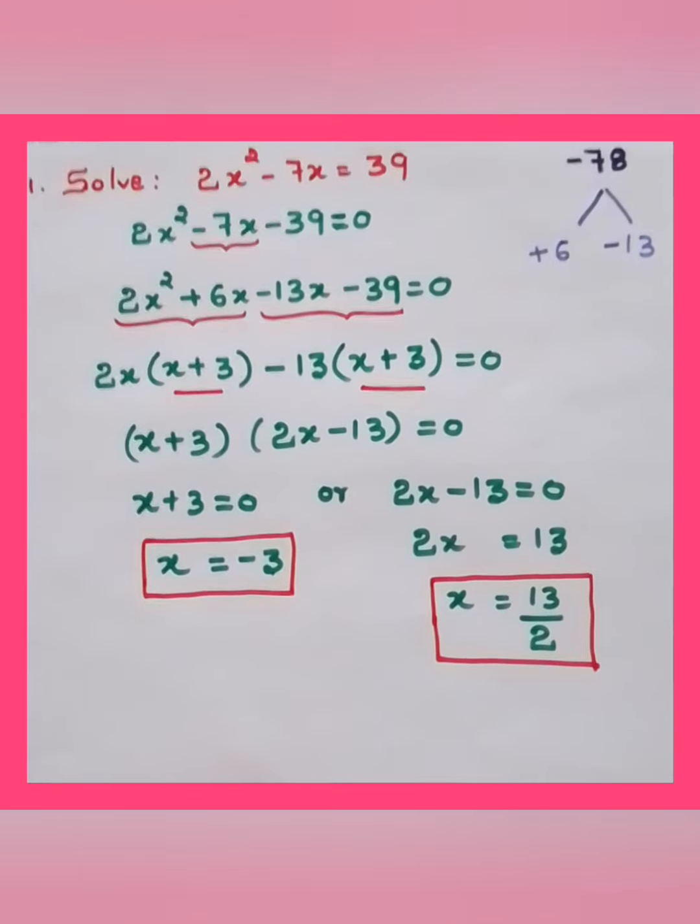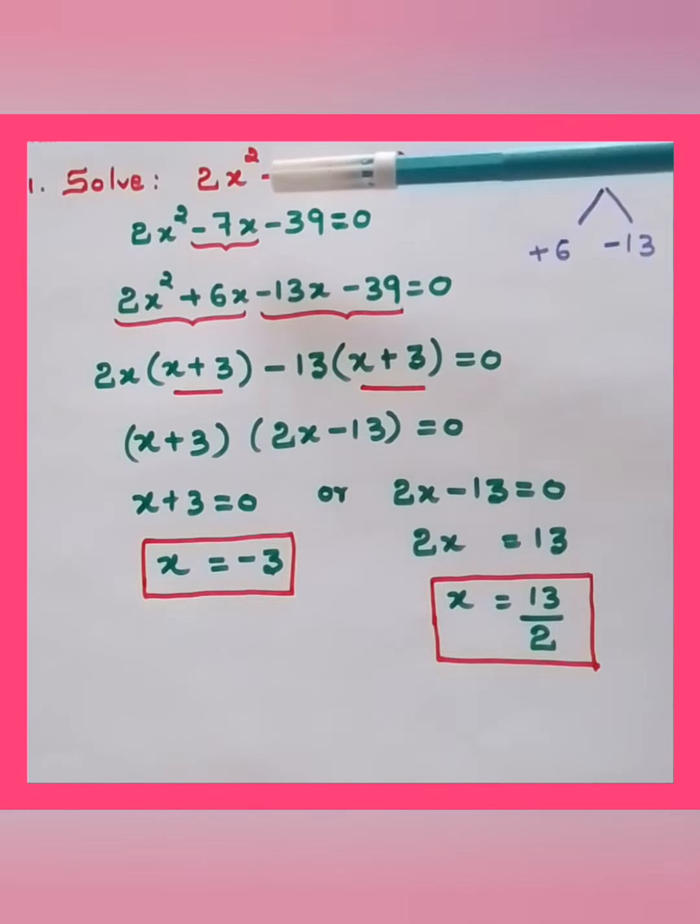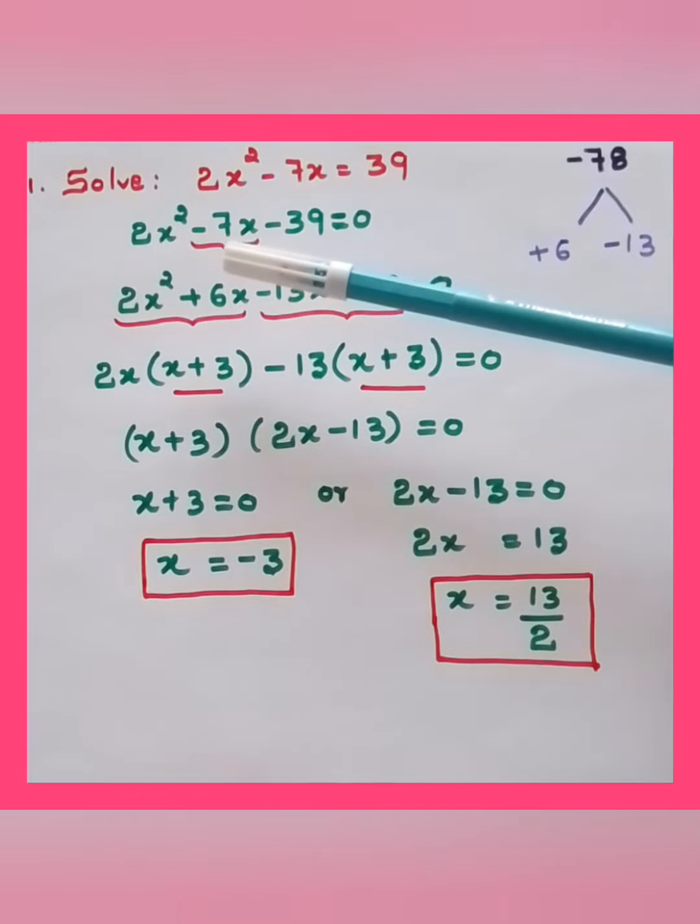Okay. So, we go for these numbers plus 6 and minus 13. Plus into minus is minus. 6 13s are 78. Here there are two signs, plus and minus. Subtract the smaller number from the highest number. 13 minus 6, we get 7. So, the highest number's sign is minus. So, we will get minus 7 here in the middle.